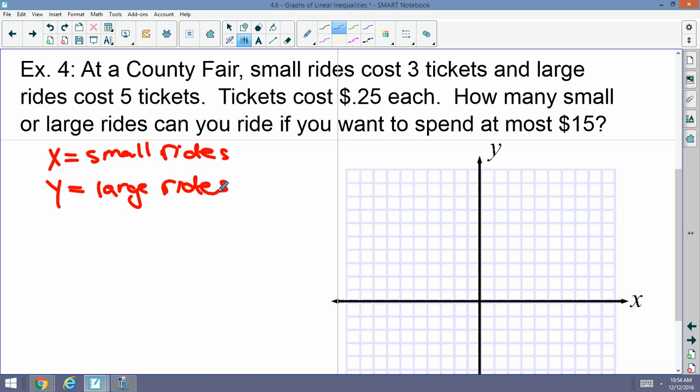Now, how many tickets is it for every small ride? Okay, so check it out. You got 3 tickets for each small ride, right? And 5 tickets for each large ride, right? And tickets cost 25 cents each. How many small or large rides can you ride if you want to spend at most $15?